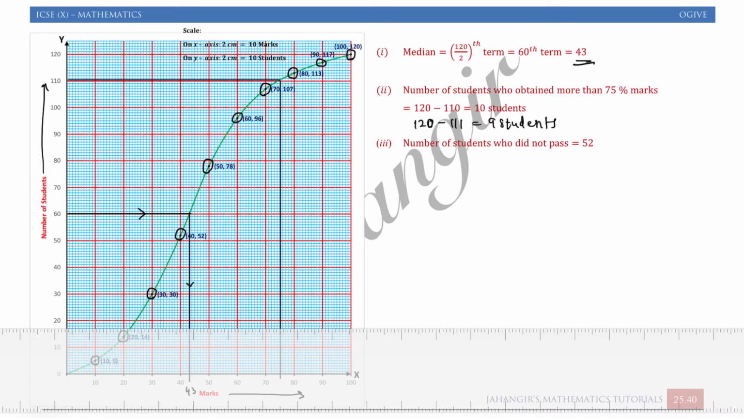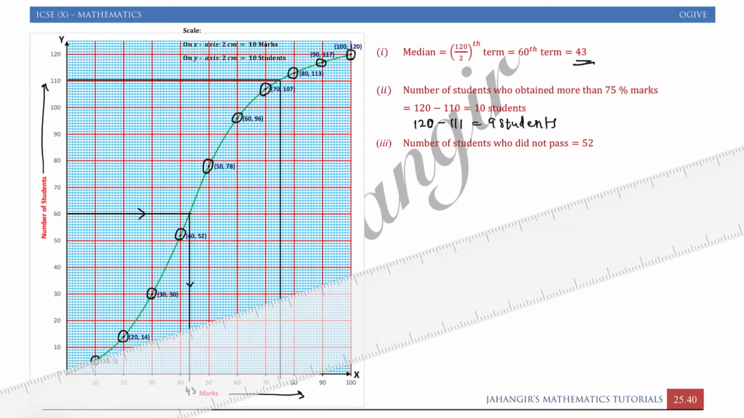Now, the number of students who did not pass if the pass percentage is 40. So at 40 we will take a straight line.